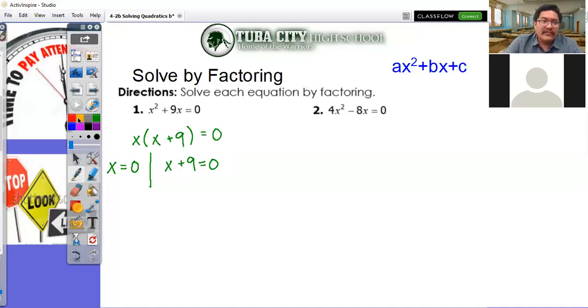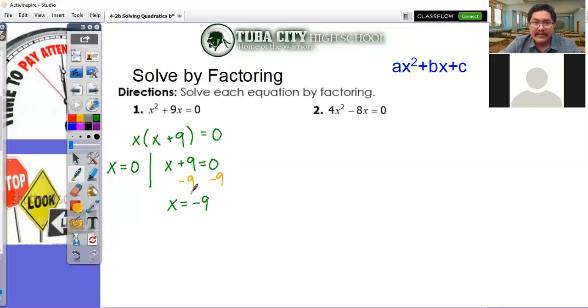Now, to solve this one here, I'm going to have to do a little bit of work. I'm going to have to subtract 9 from both sides. And that gives me x is equal to -9. So I have my second solution, actually. So now I have both solutions.